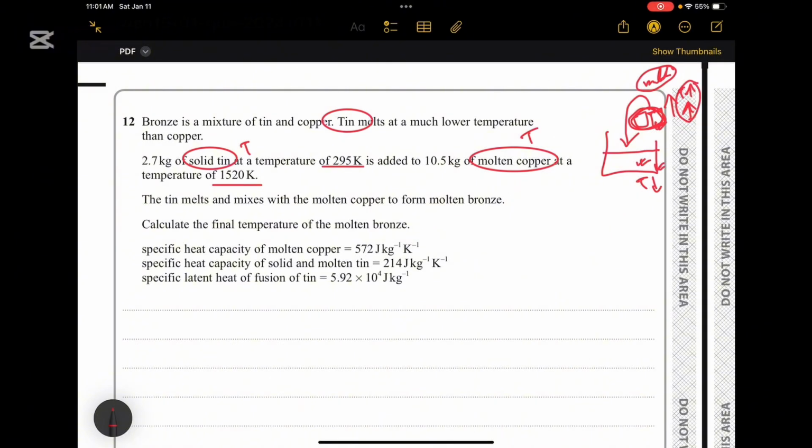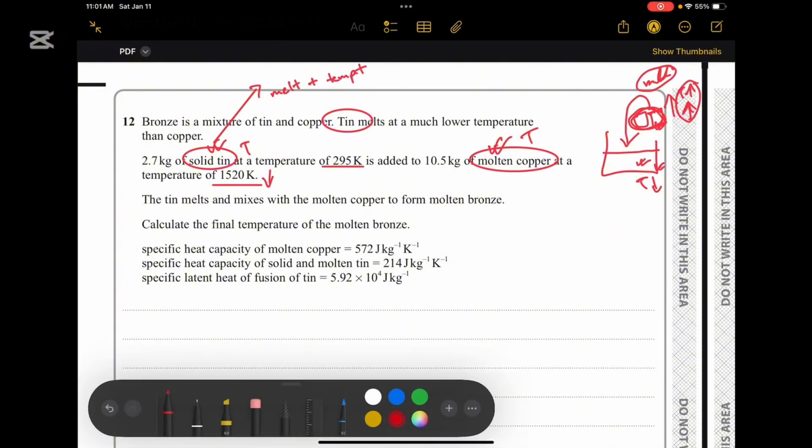The temperature of the molten copper is really high, so its temperature will decrease, and the solid tin first of all will melt, and then after that melting, its temperature will increase. So basically these are the two important parts that we'll have to keep an eye on. So let's start solving this question right now.